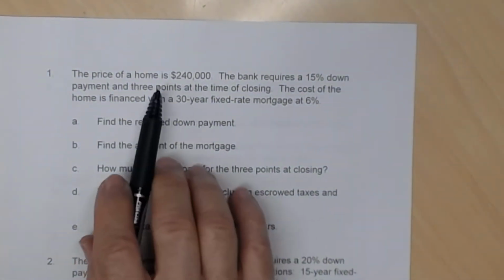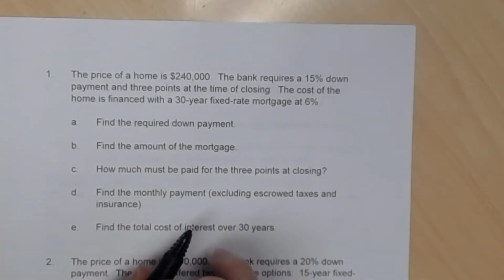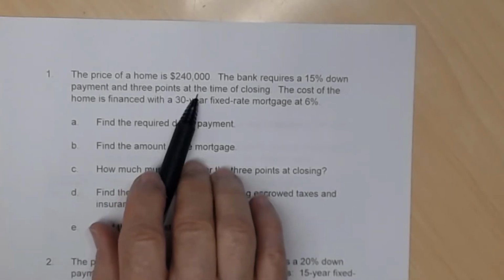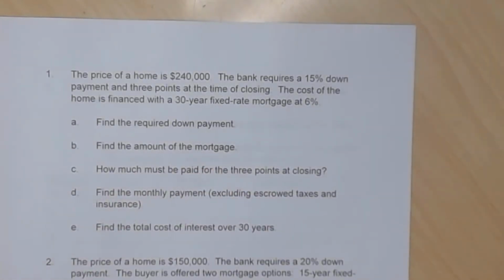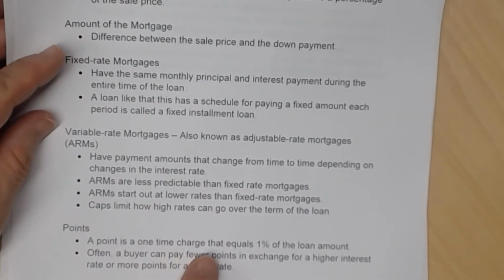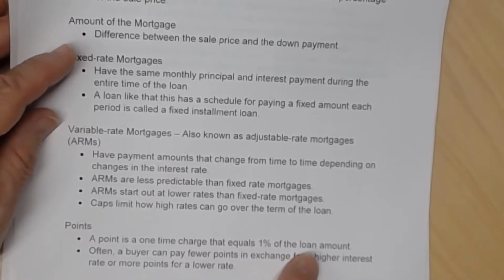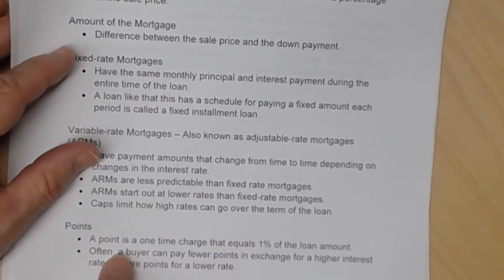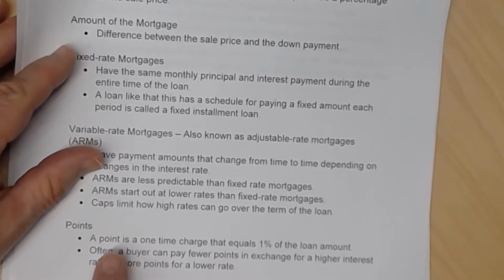Let's look at the first problem. It says: the price of a home is $240,000. The bank requires a 15% down payment and 3 points at the time of closing. Now let's talk about a point. A point is a one-time charge that equals 1% of the loan amount, whatever you borrowed. So each point is 1%. You could be paying 2 points, 3 points, 4 points, usually no more than that. But a point is just 1% of the loan amount.